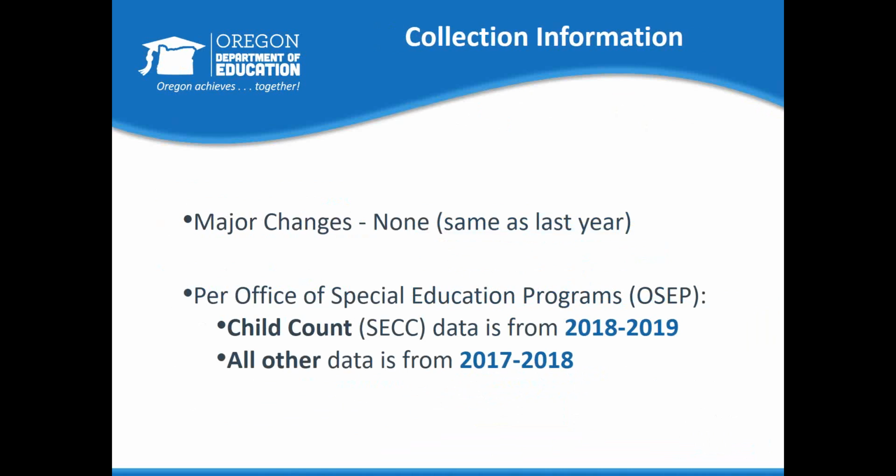All the other data that you will be using will be from the 2017-2018 data. Note that the correction window, I already mentioned that about the child count, does close. Like I said, the December child count does close February 11th, so you might need to check with your data submission to see if the data is ready.